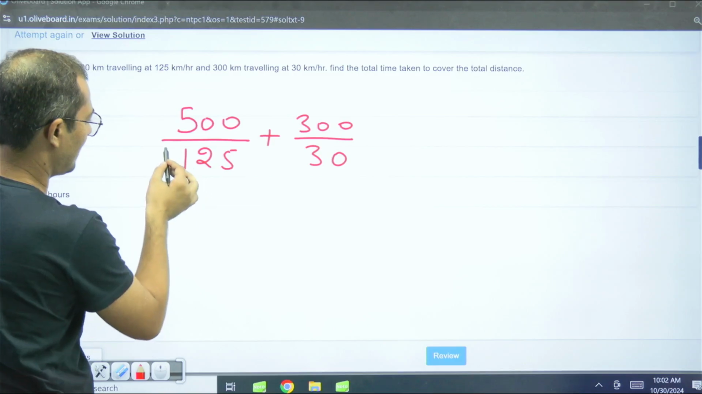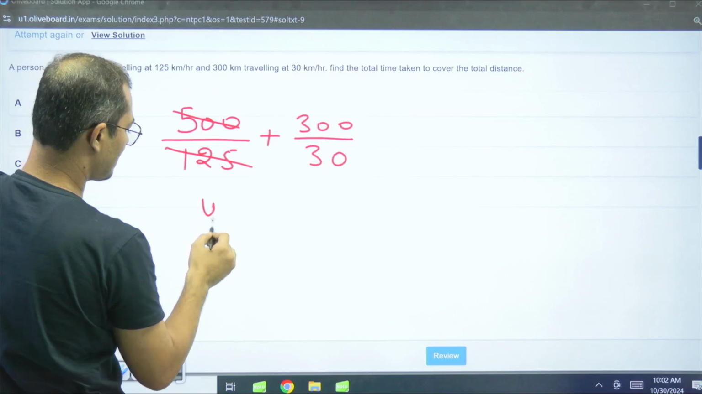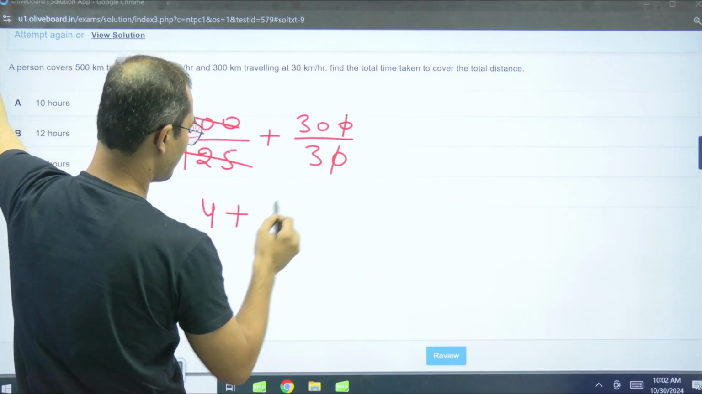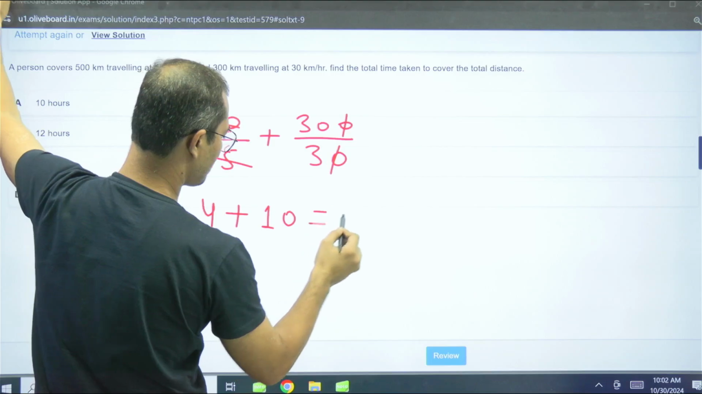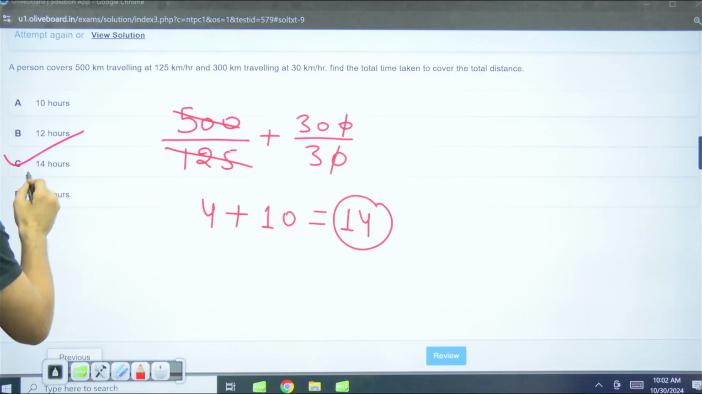So we can say that by 125, this is cancelled how much time? This is 4 times, right? And this is cancelled 10 times. So this is equal to 14, right? So 14 hours is the right answer. We can say that C Chennai Express is the right answer. So moving to next question.